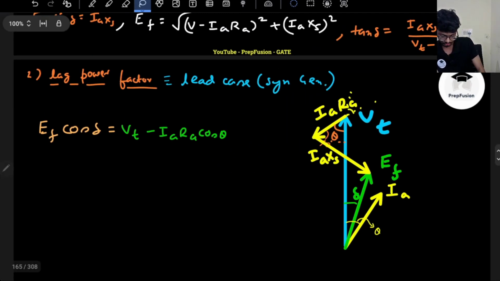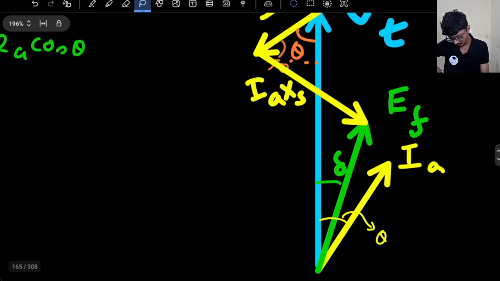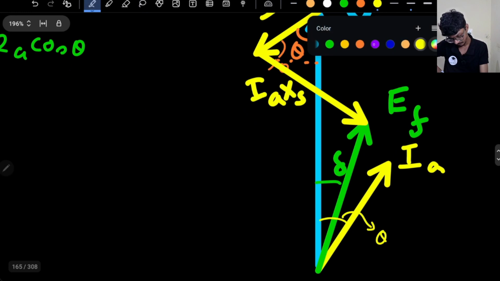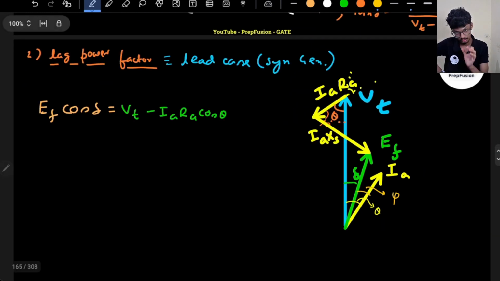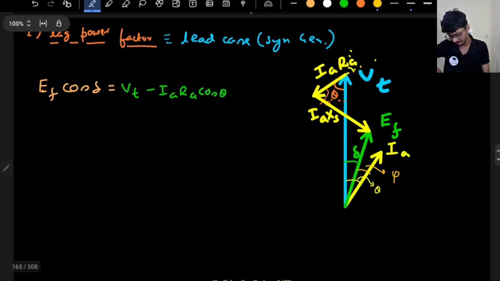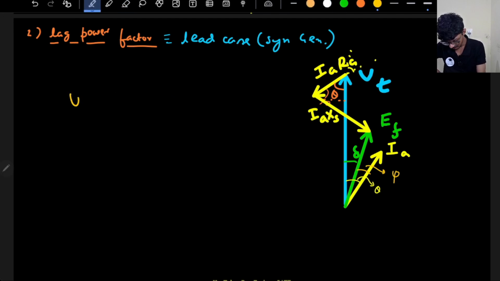Now if I try to plot, remember what is psi? Psi is this angle, right? Because they might ask what is psi. Psi is the angle between the internal power factor, the angle between the EF voltage and the Ia current. In this case, this is wrong actually. Psi is actually theta minus delta.